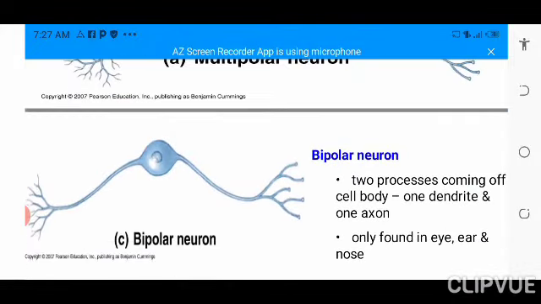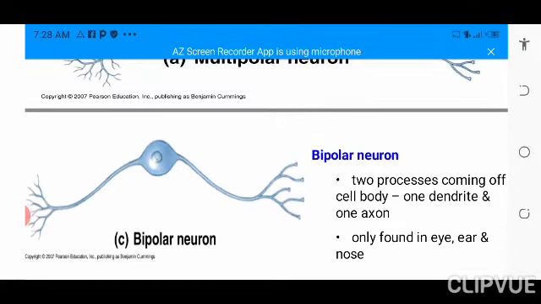Then we have the one that is called bipolar neurons. What makes them bipolar is the fact that you have one axon and one dendrite arising from the cell body. Don't ever forget that axons will always carry information away from the cell body, while dendrites will always deliver information to the cell body. A for away, D for delivery.